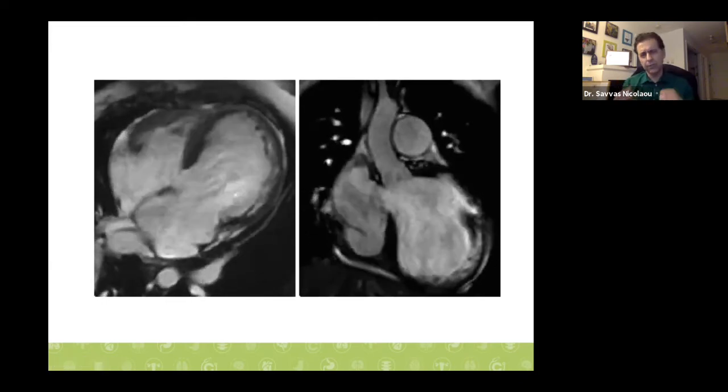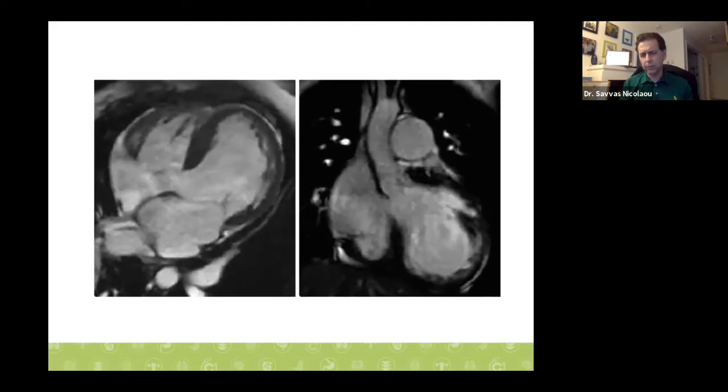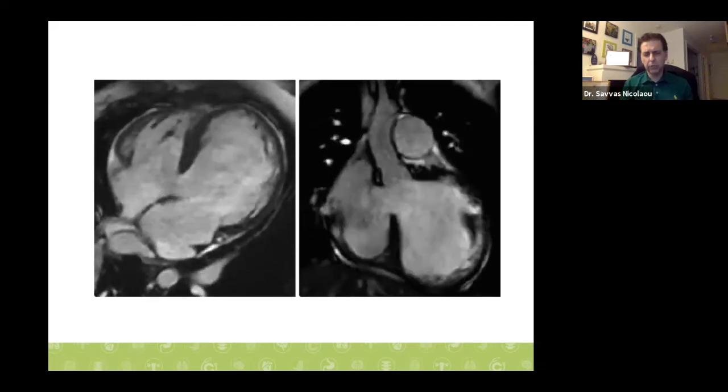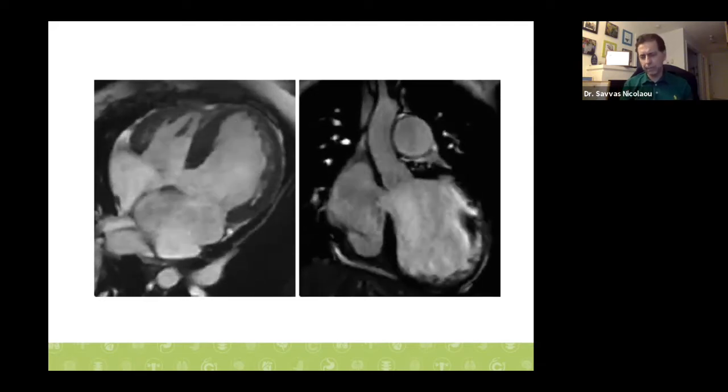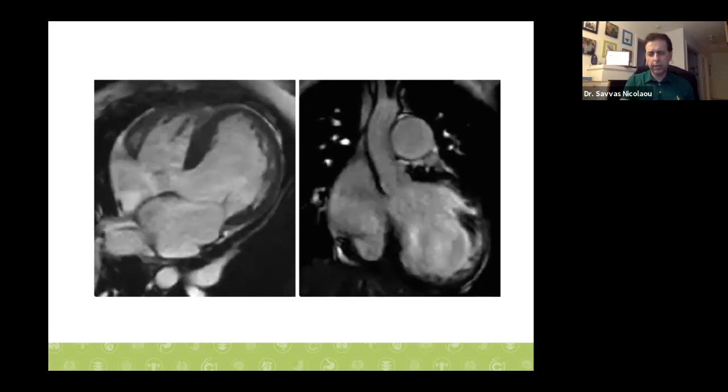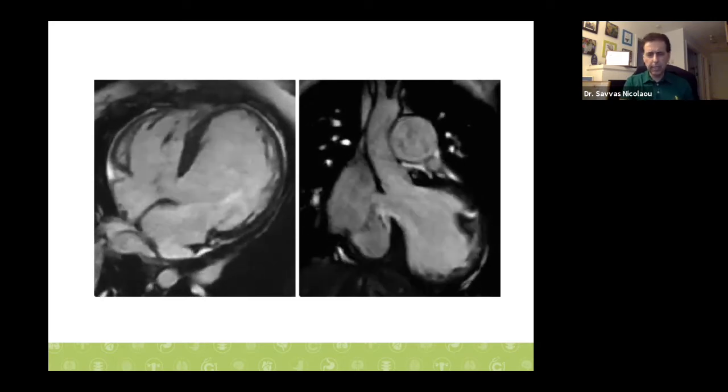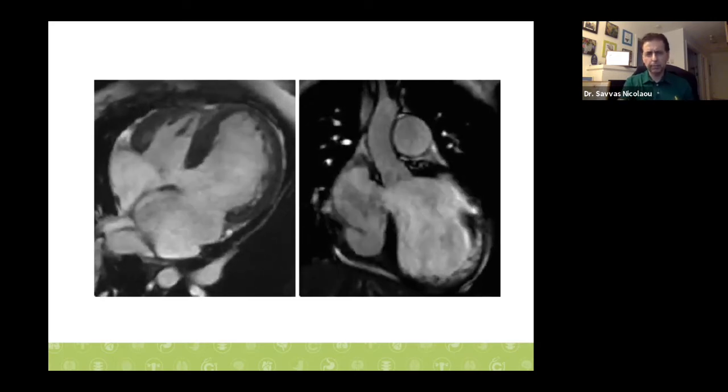And that is a true bona fide communication between the left and right ventricle, indicating a ventricular septal defect. Excellent delineation, the size, the flow, the size of the shunt, which is useful information for a surgeon. So excellent delineation with a cine cardiac MRI examination.